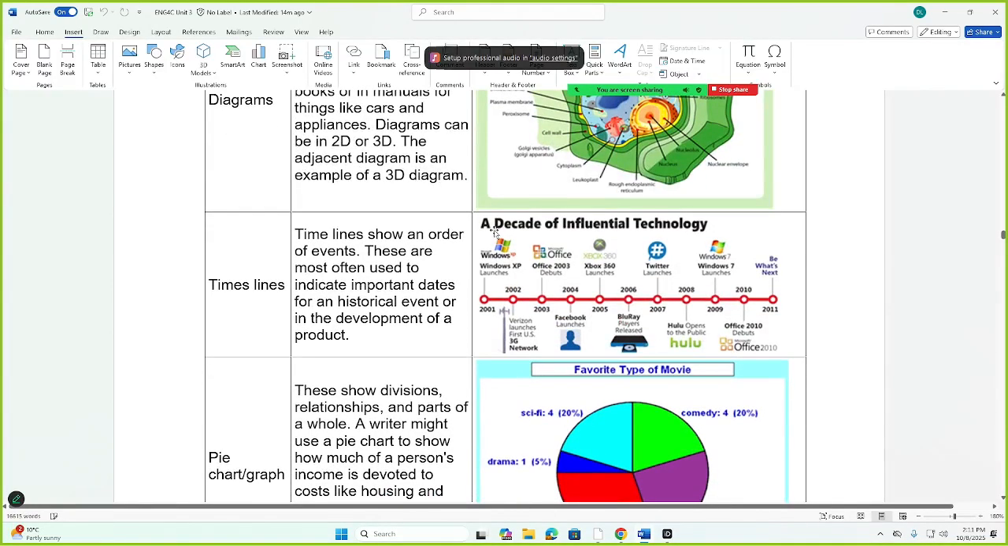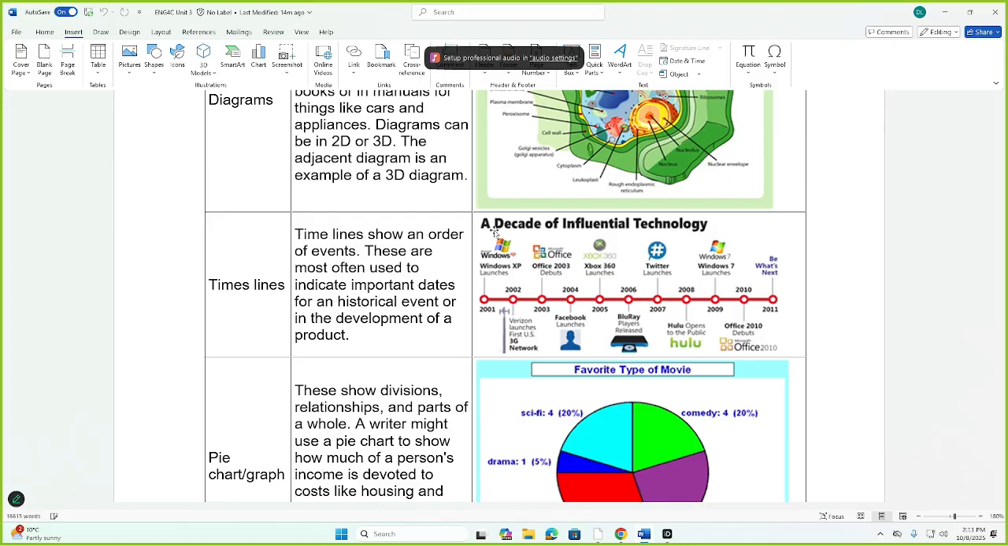And then timelines. Timelines show an order of events. These are most often used to indicate important dates for a historical event or in the development of a product. And in our example here, it seems that it's not just one product, but it's the development of technology starting with Windows XP in 2001 and finishing off with Office 2010 in 2010.